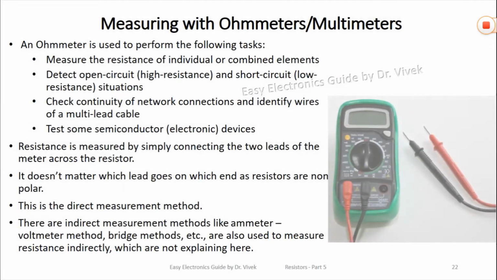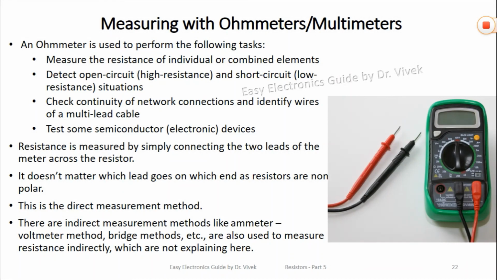Let's discuss how to measure resistance. Ohmmeters and multimeters are used to measure the resistance directly. They can be of digital or analog type. The indirect methods of measurement are not discussed here.